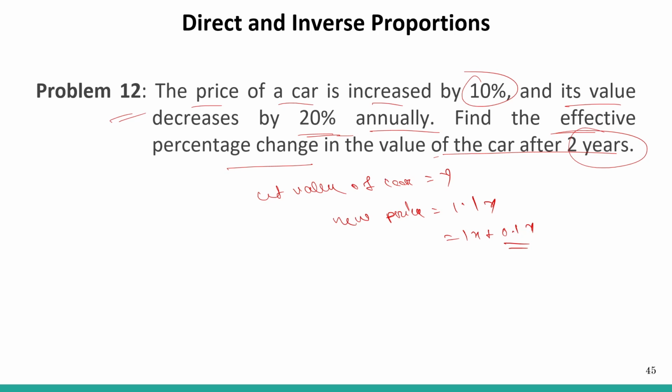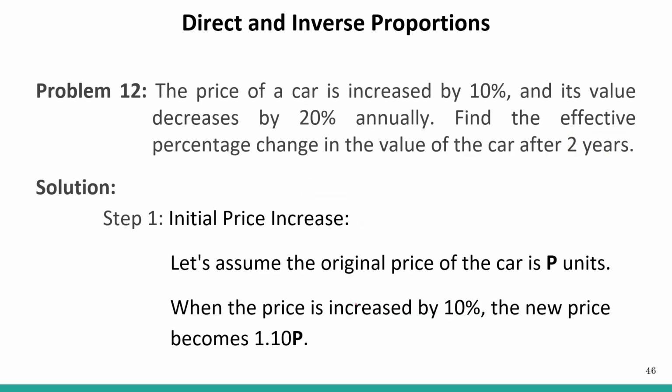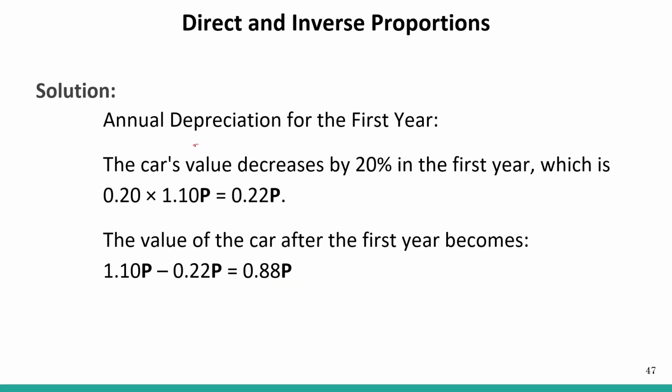Okay. So the value decreases 20% annually. This is the hiked price at which a customer buys. So he bought it at 1.1x rupees, right? So after 1 year, its value decreases by 20%. So 20% of 1.1, that is 1.1 into 0.2. So let's assume the original price to be P units. The increased price is 1.10P after the hike. The annual depreciation for the first year will be 20%. So 20% of 1.10P is equal to 0.22P. So the value of the car after the first year becomes 0.88P.